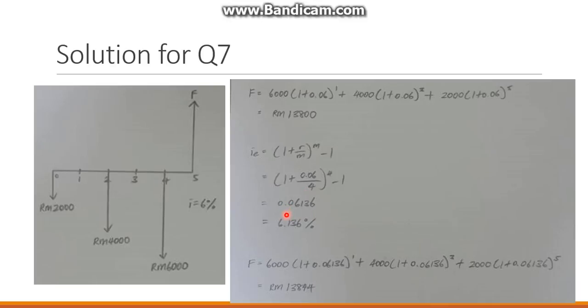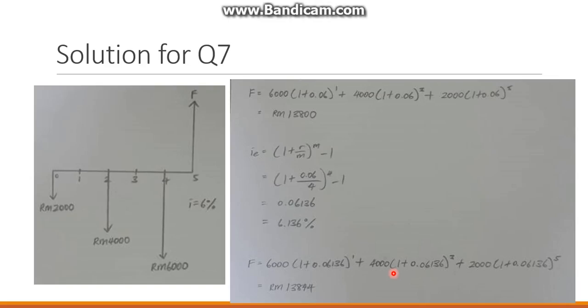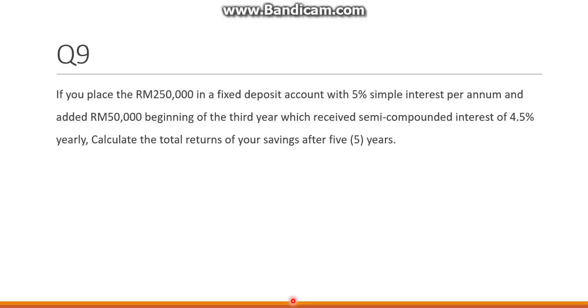which is also equal to 6.136%. After we get the effective interest rate, we can calculate the total amount at the end of 5 years by using the quarterly interest rate. We use the same formula as in the previous question and only substitute the different interest rate, and we get 13,844. Next is question 9.